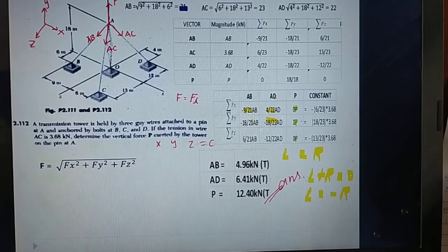So by filling up the data into the calculator, you can proceed to press the equals for x, y, and z. The x represents AB, y represents AD, and z represents P, depending on how you arrange your variables. So this is the answer for P, the answer for AD, and the answer for AB from the calculator.